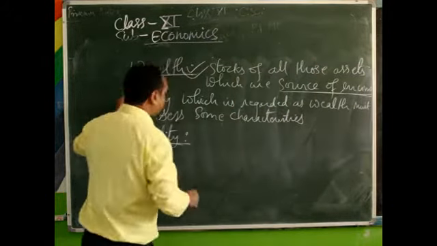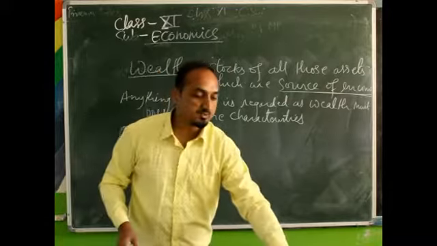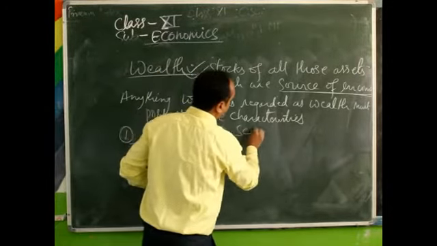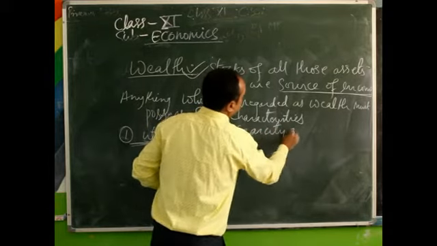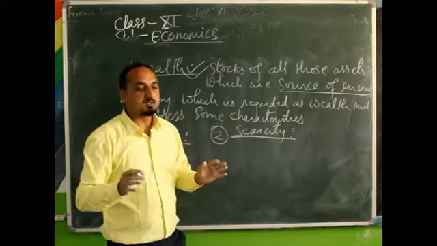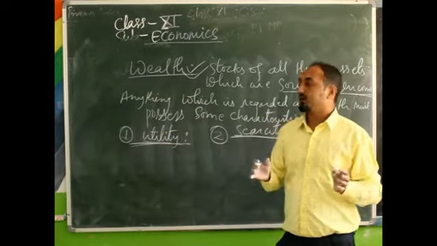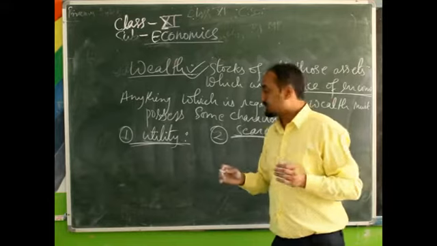And the satisfaction we are getting with that wealth or with that income is also one of the important characteristics of wealth. Now the second characteristic we have is scarcity. So wealth must be scarce. It is limited in quantity. The supply is limited. That's why it is scarcity.